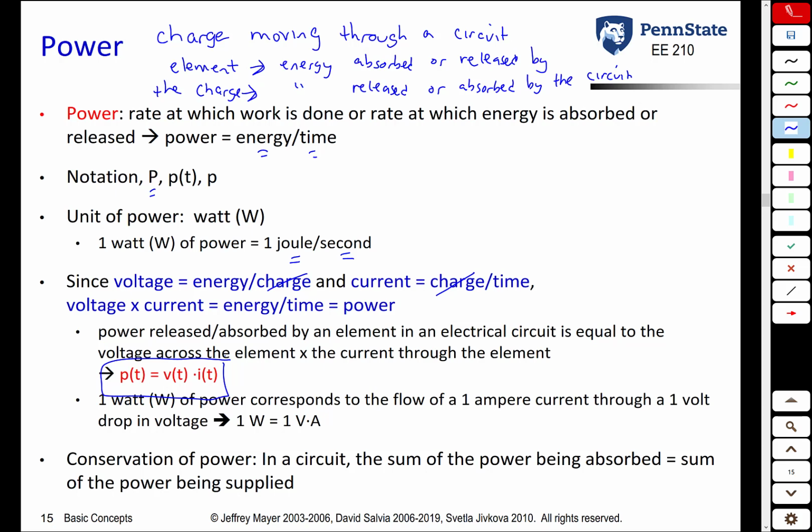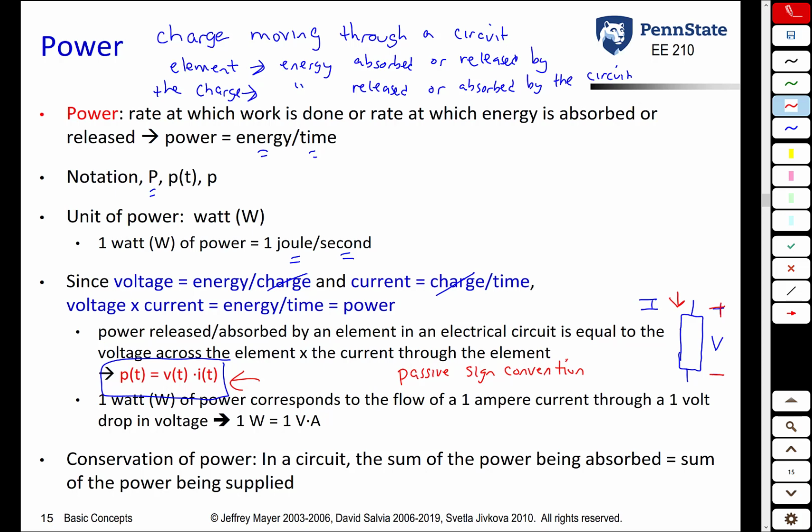What's really important, and we're going to talk about this in the next couple slides, is the orientation of the voltage and the current. Remember, with the voltage, you not only have a magnitude, you also have to have a plus and a minus. So you have the polarity. Likewise, with the current, you not only have a current, but you need a direction. For this equation to make sense, the current arrow has to go from the positive to the negative terminal. We call that the passive sign convention. We'll look at that shortly. So 1 watt of power corresponds to the flow of 1 ampere of current through a 1 volt drop in voltage. 1 watt is 1 volt-ampere.